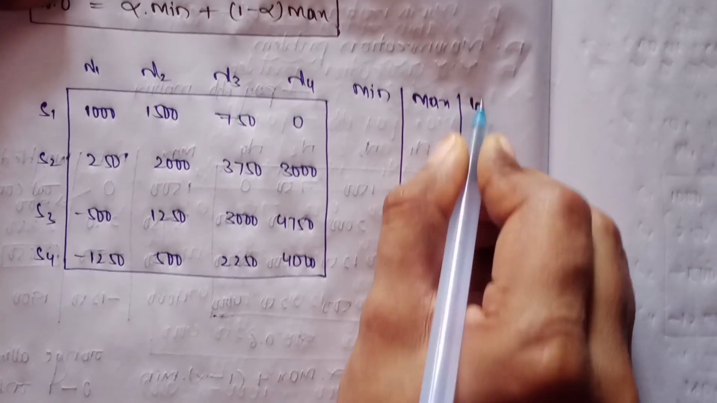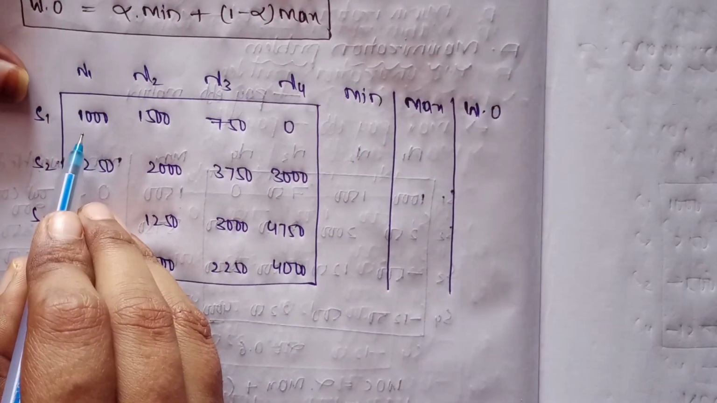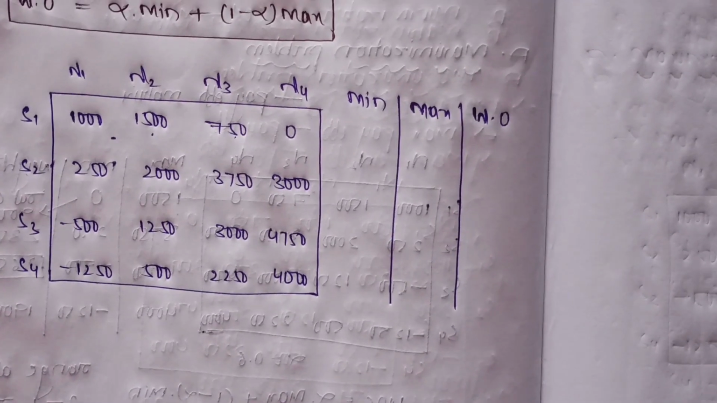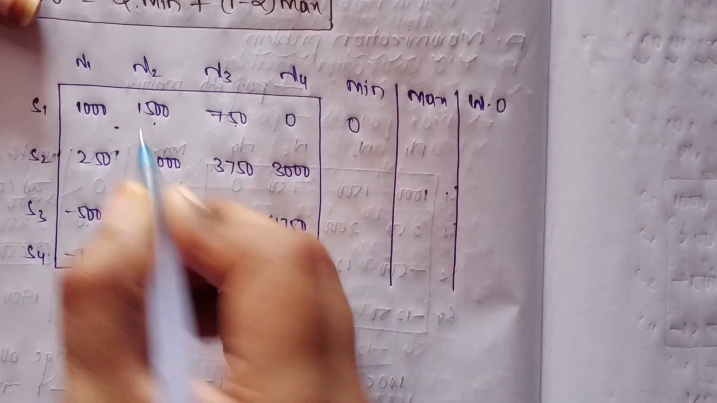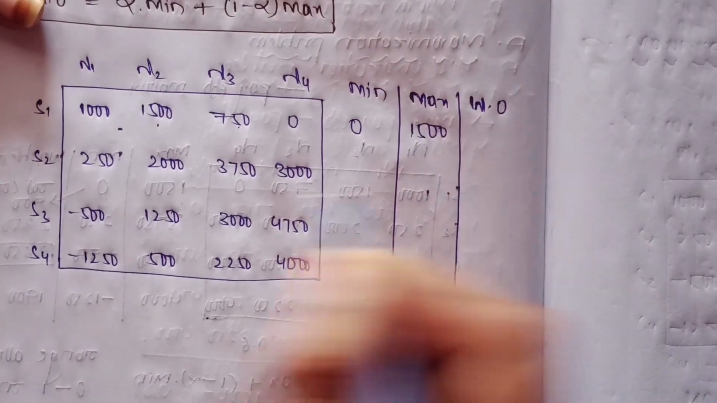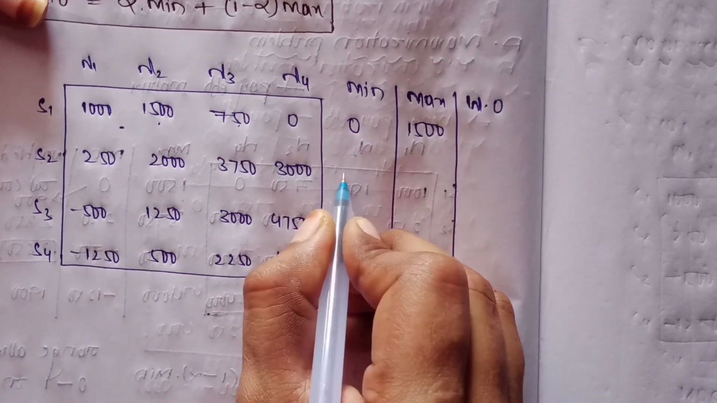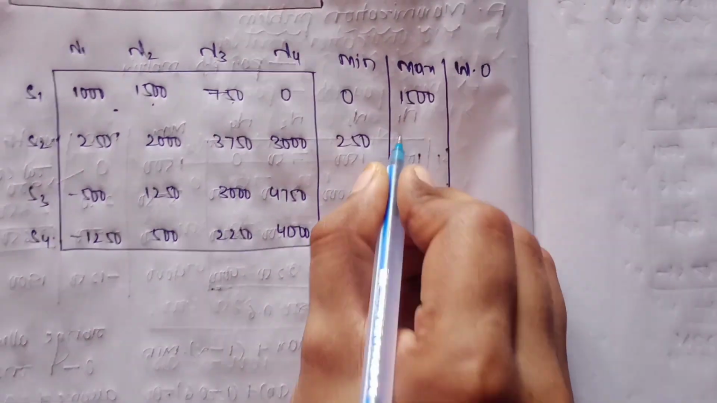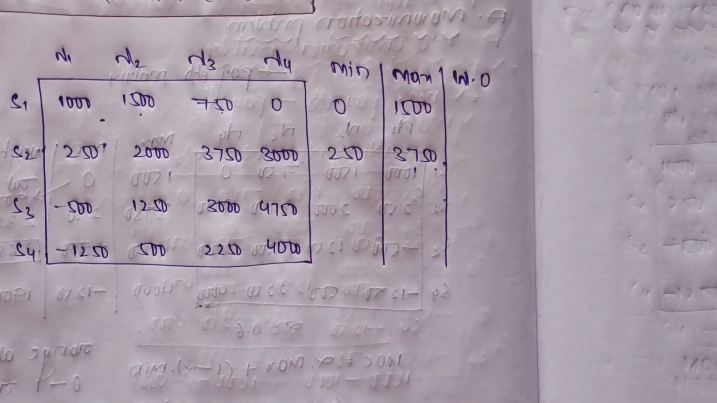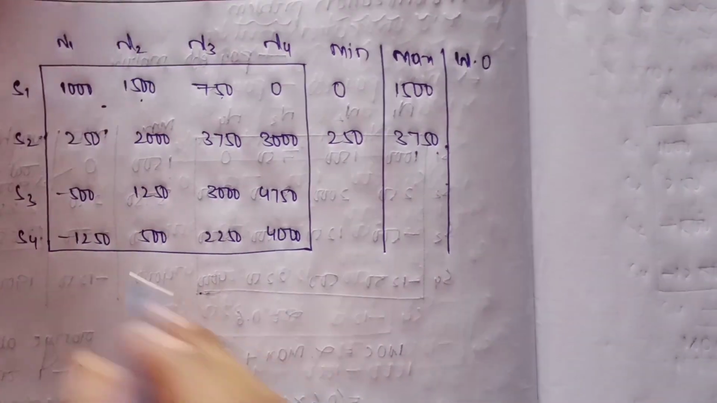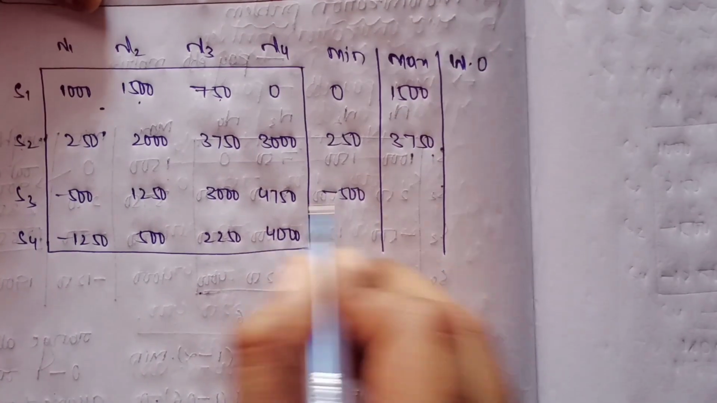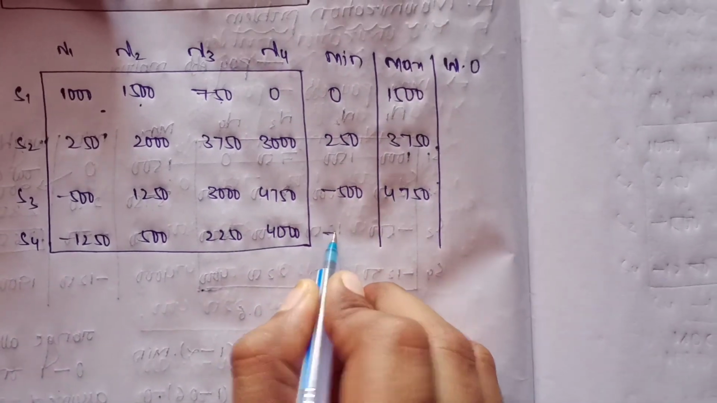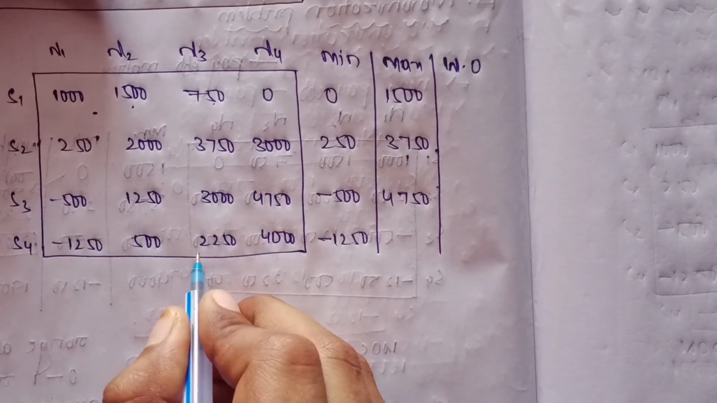So here we have to take the minimum value and maximum value and weighted outcome. The S1 row has 1000, 1500, 750, 0. In this row the minimum value is 0, maximum value is 1500. The S2 row minimum value is 250, maximum value is 3750. The S3 row minimum value is minus 500, maximum value is 4750. And the S4 row minimum value is minus 1250 and the maximum value is 4000.